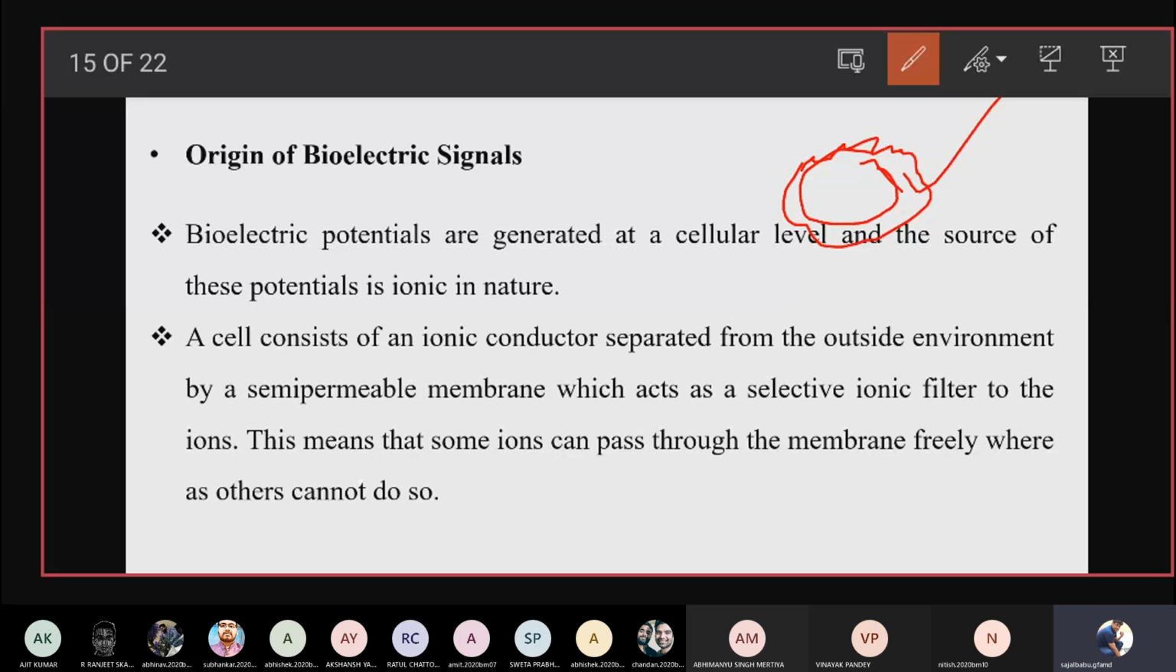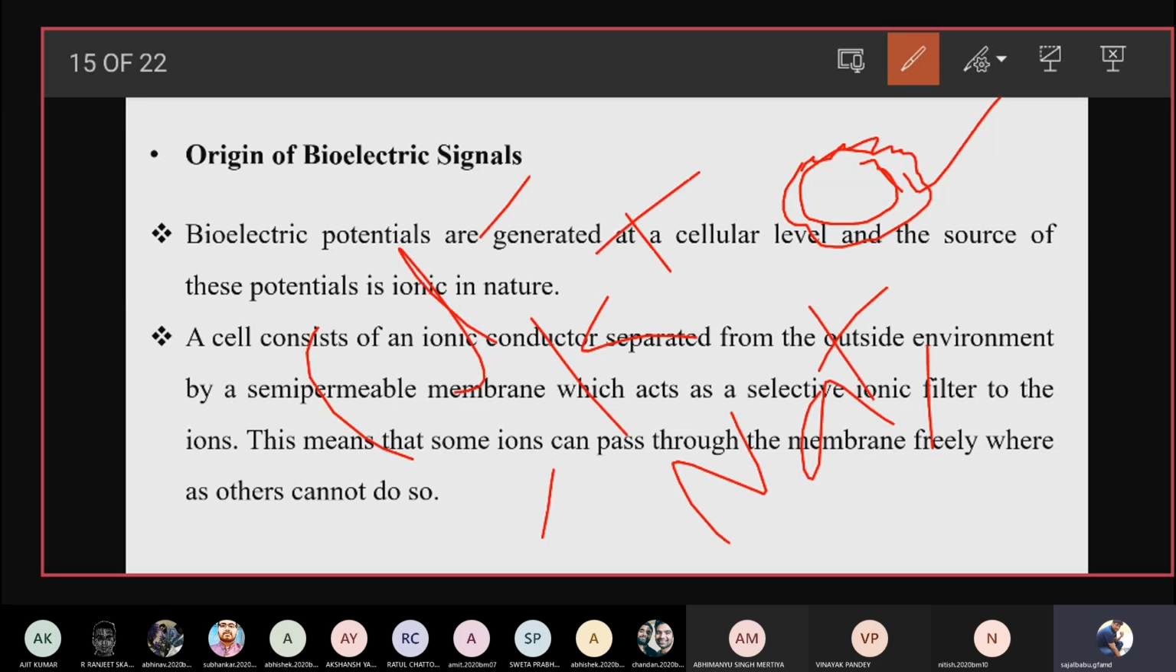Because you are having three types of ions: Na plus, K plus, and Cl minus. That means sodium ions, potassium ions, and chloride ions. So what happens whenever you have the cell? What happened?